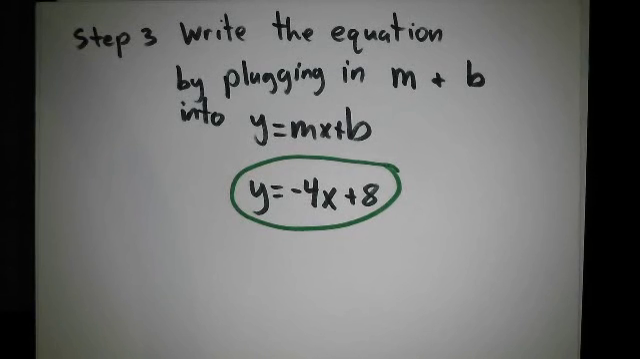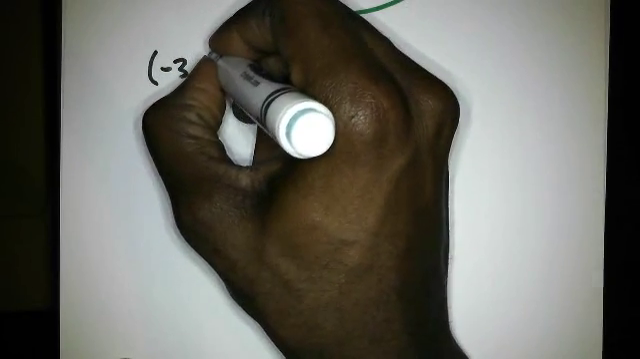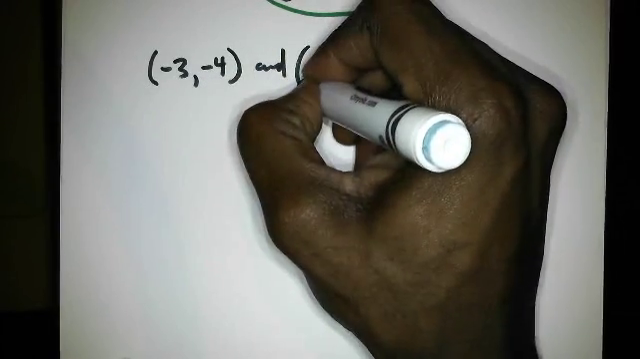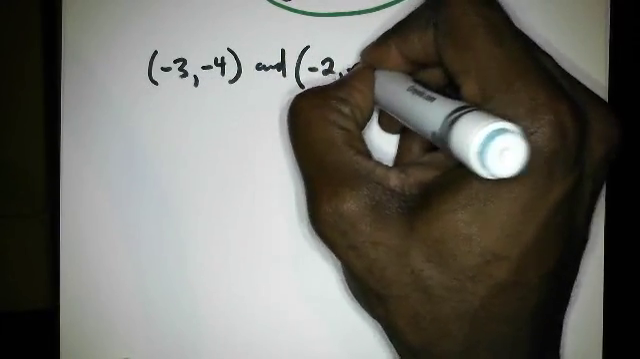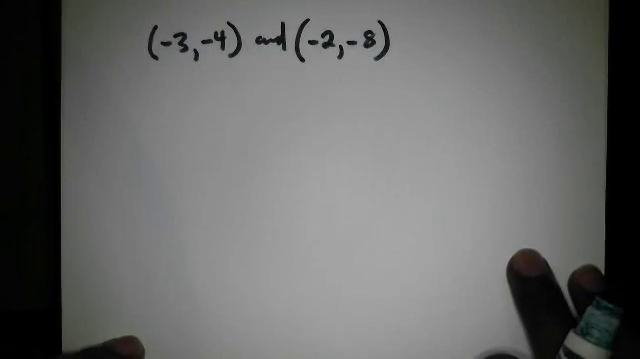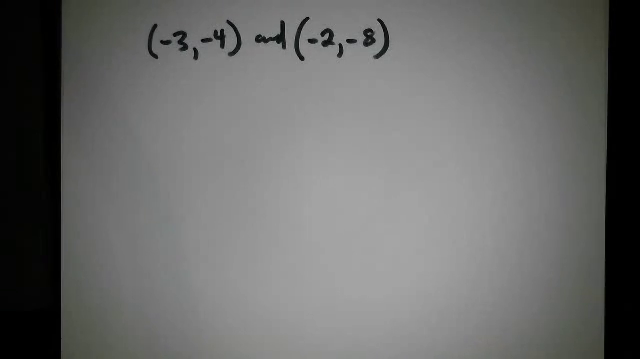Now I'm going to give you an example problem, see if you can do it on your own. So here's an example problem that you guys can do. -3 and -4, and we have -2 and -8. So try this problem out. Go ahead and pause the video. And when you are done, you can go ahead and unpause the video and see if you got the answer right. So pause the video now.